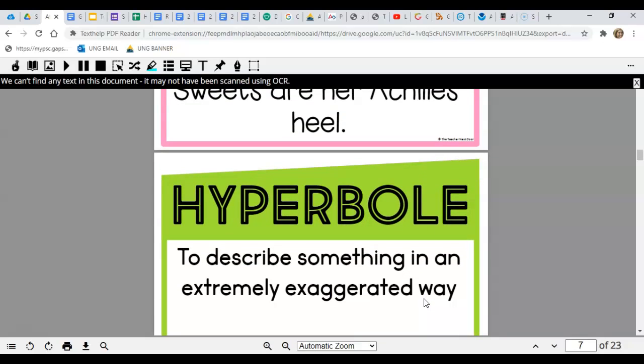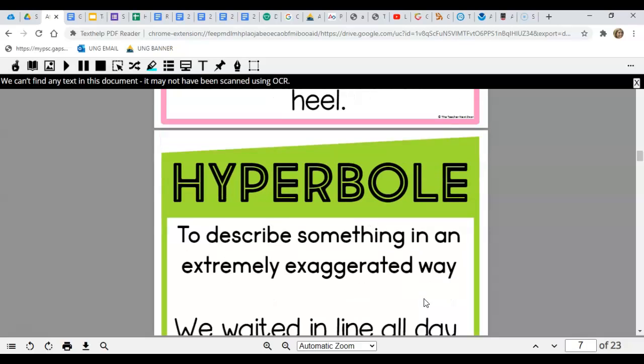Next is hyperbole. Say hyperbole. Okay, hyperbole is to describe something in an extremely exaggerated way. For example, I might say, yesterday at Disney, I walked 1,000,000 miles. Well, there's no way a person can walk 1,000,000 miles, but it would let you know that I walked a lot of steps at Disney, which I tend to do.